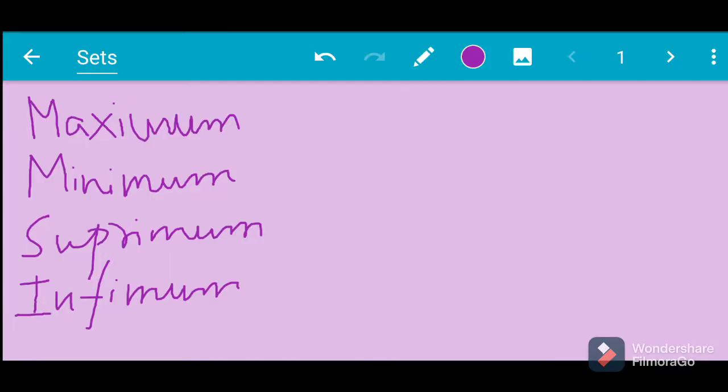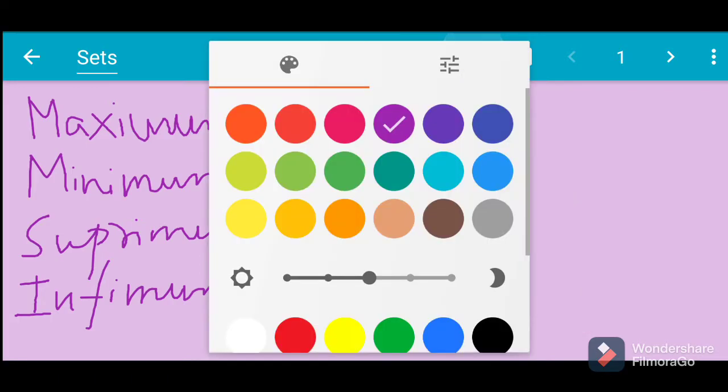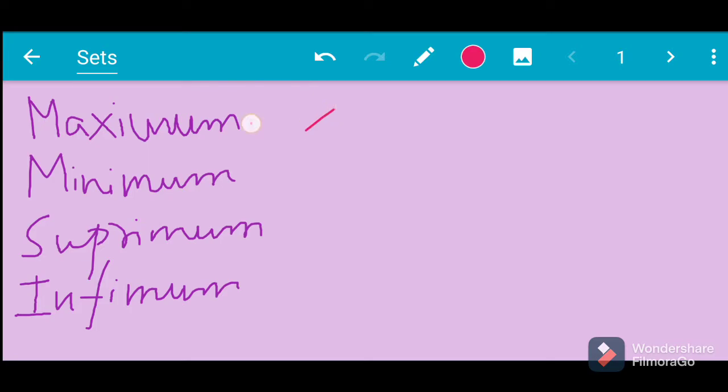Today we are going to discuss these four things. These are maximum elements, then minimum elements, supremum and infimum of a set. So what are those things?